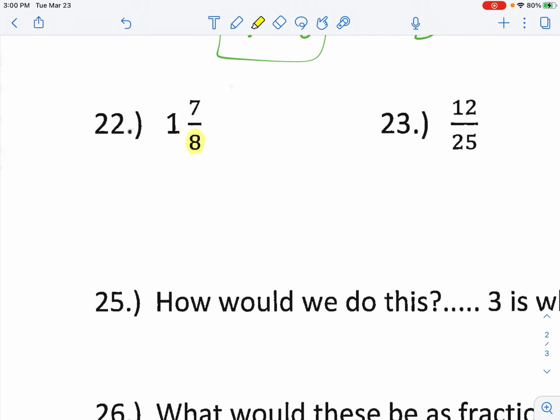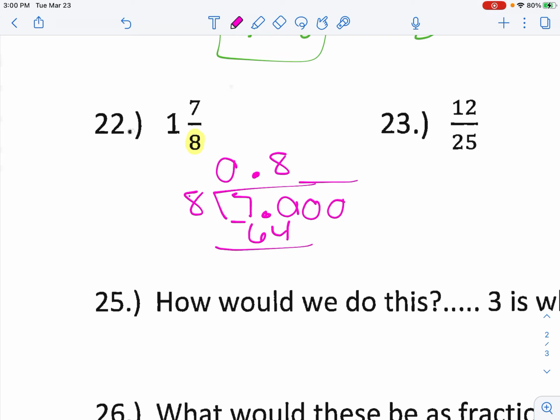Check your denominator. That is not a factor of 100. So we're going to do 7 divided by 8. Numerator divided by denominator. Add your decimals and your zeros. Now, this has a 1 sitting in front of it, so it's going to be 1.875.